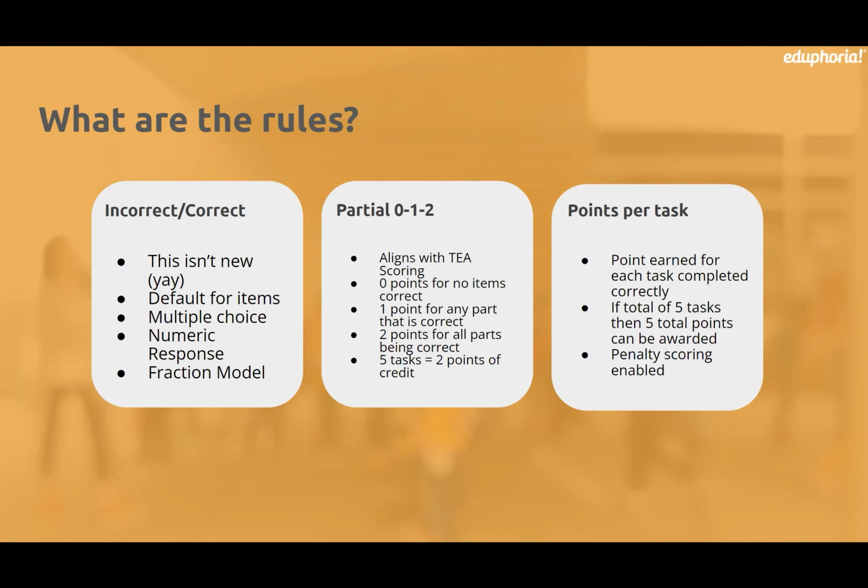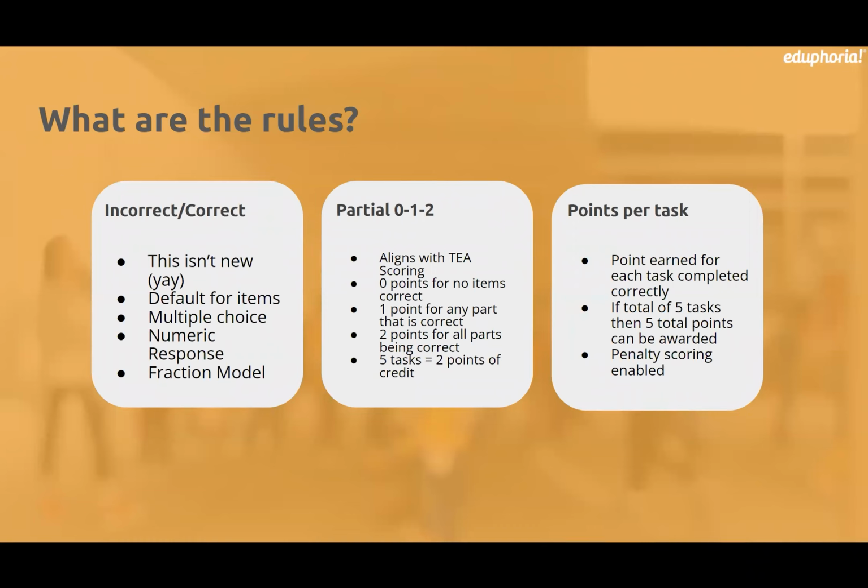For this, it does not matter how many interactions exist within the question. So, as you'll see on that last bullet point, if there are 5 tasks associated with the question and the student gets them all right, they get 2 points. They don't get 5 points, they get 2 points. Then if they get any part of the question correct, any part, then they get 1 point. And if they get, obviously, none of the question correct, they get 0 points, okay? So that does align with the TEA scoring rules that we have seen released.